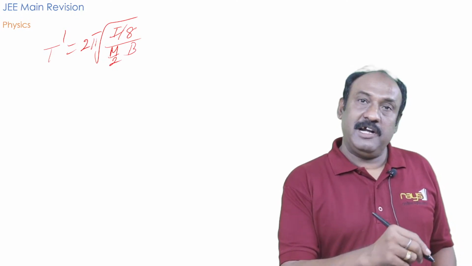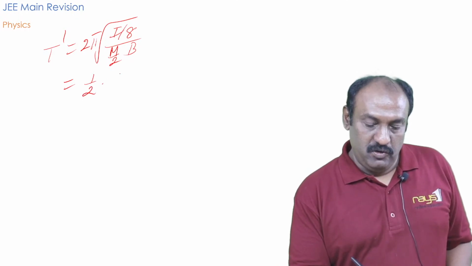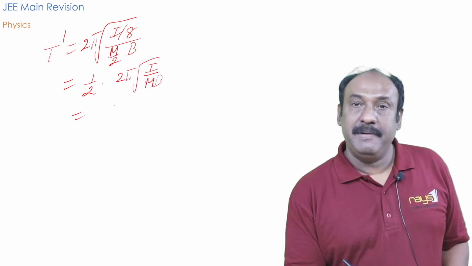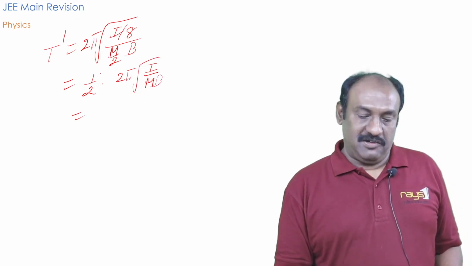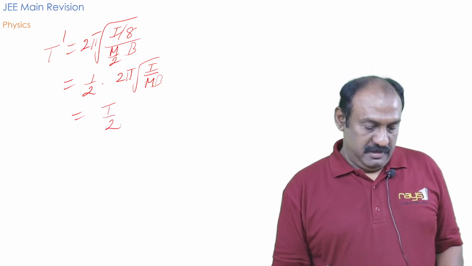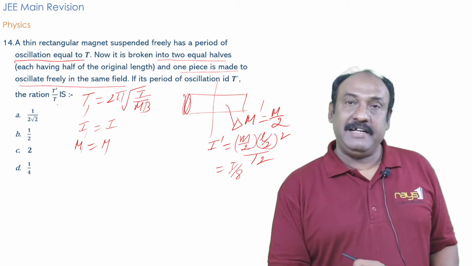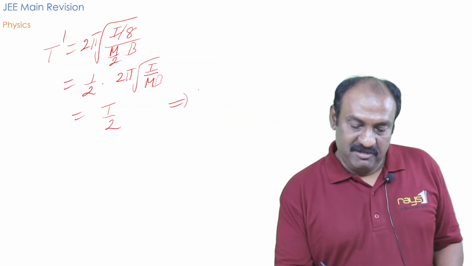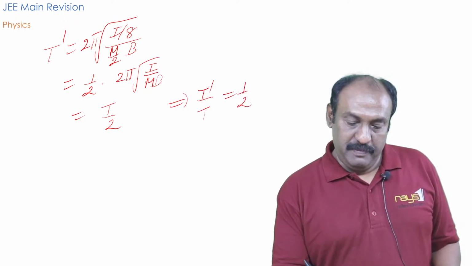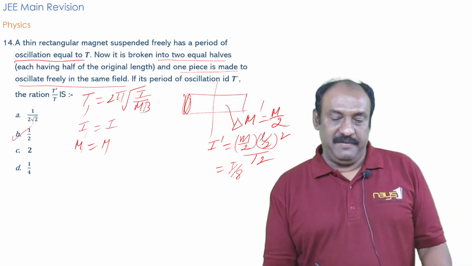So, 2 is taken to the numerator, it is 1 by 2, 1 by 4 under root. So, 1 by 2 into 2 pi root of I by mB. So, the time period of oscillation becomes T by 2. See the options here. Now, what is the initial time period T? So, T dash by T we want. T dash by T is equal to 1 by 2 is the answer. 1 by 2 is the answer for question number 14.